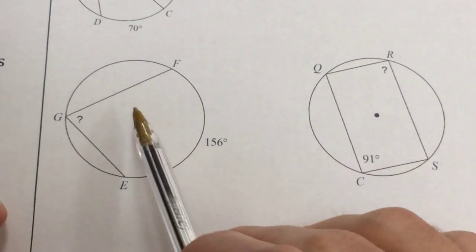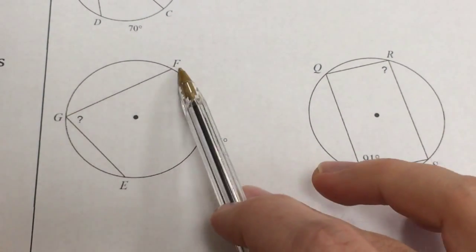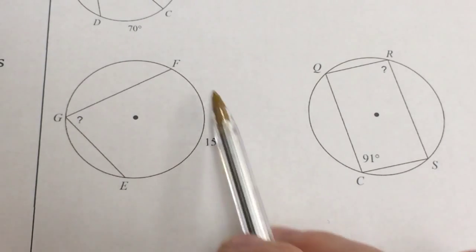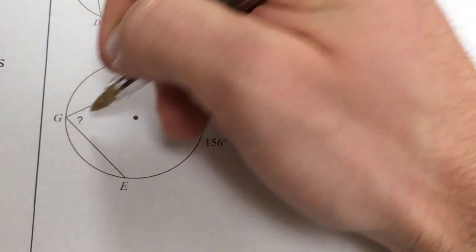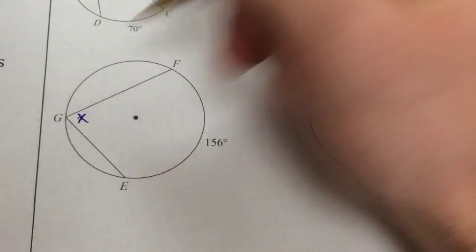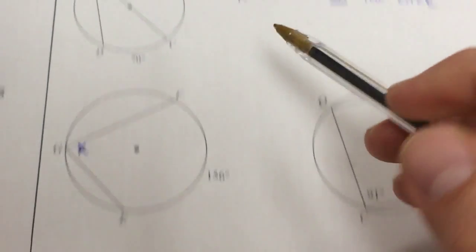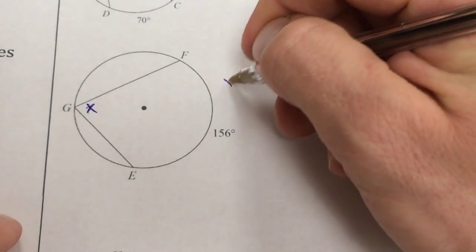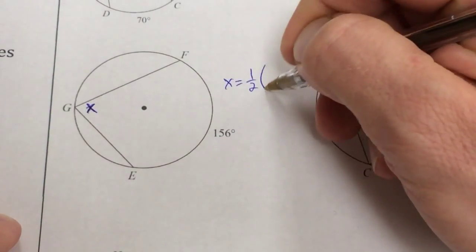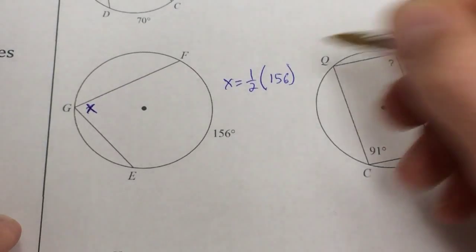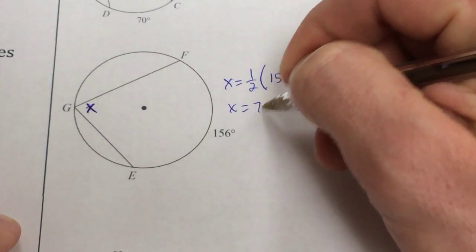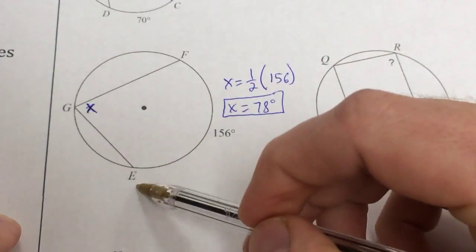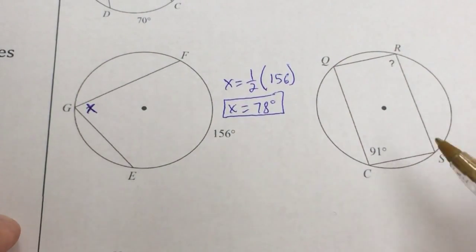The first one, I have my circle, F, G, and E are the points around the circle, and I want to find the inscribed angle if I have an arc out here that's 156. I'm going to change this from a question mark to X. Okay, that's what I need to find. Well, I know that my inscribed angle is half the measure of the intercepted arc, so my angle X there is going to be half of 156. All right, and half of 156 is 78 degrees, so the value of my angle FGE is 78 degrees.